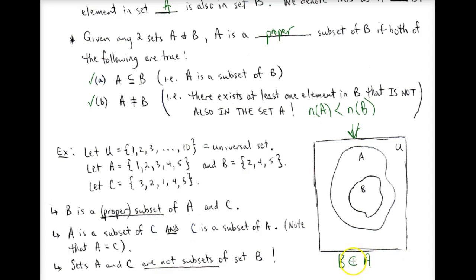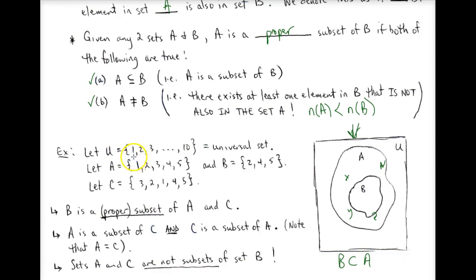So set B is a proper subset of A because all of B fits within A, and we'll probably have some extra members on the outside of B, but also in A. Okay. Now, let's consider this example here.